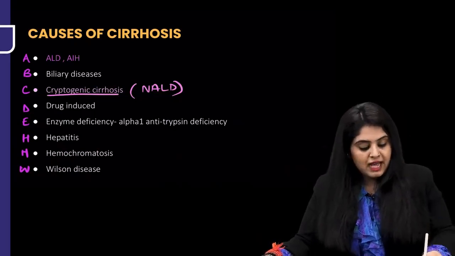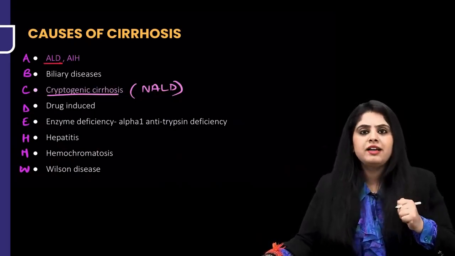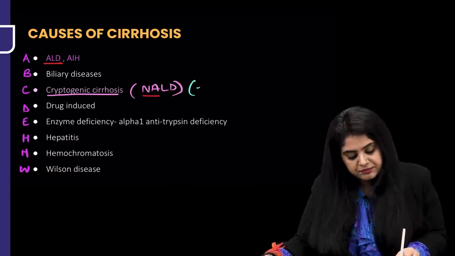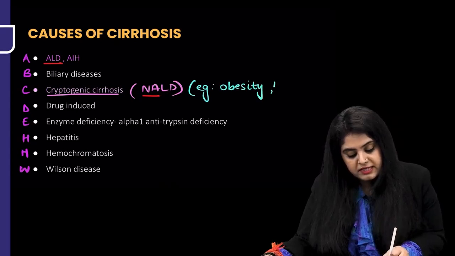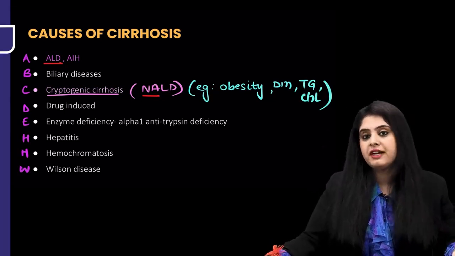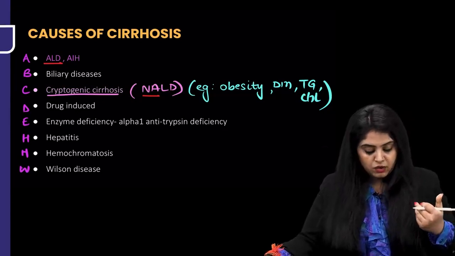Now, when alcohol was being consumed, the reason was alcohol. When alcohol is not being consumed, then what is the reason? This is seen because of metabolic problems like obesity, hypertension, triglycerides, cholesterol. All of these metabolic things are going to result in this fatty liver. Okay, all of this is done.